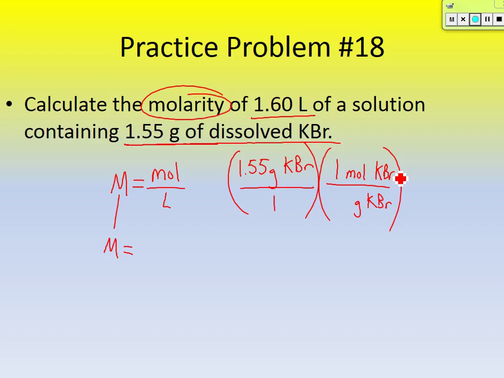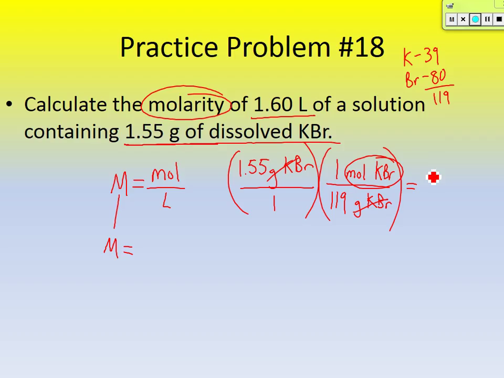Now the molar mass. Potassium is 39, and we have just one of them in the compound here. And bromine, if you look on the periodic table, is 80. Okay, so that's 119. My grams of potassium bromide cancel out, and I'm left with moles of potassium bromide. So we can stop there. Let's throw on an equal sign.